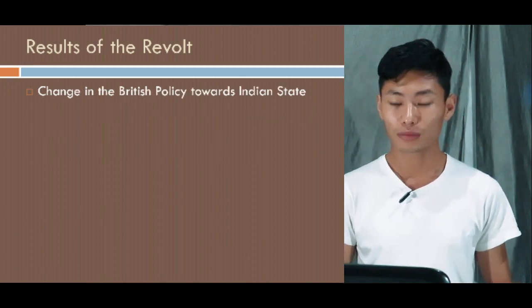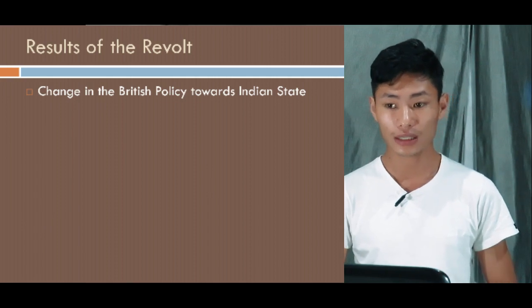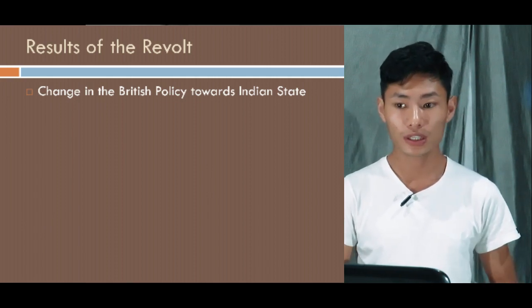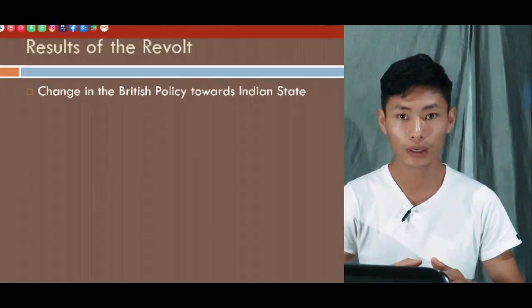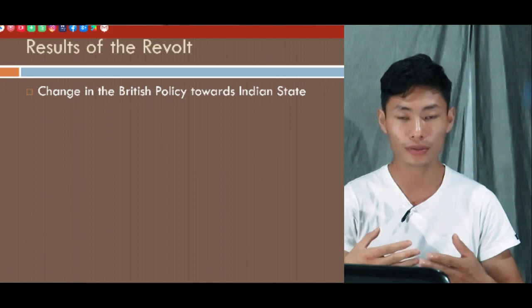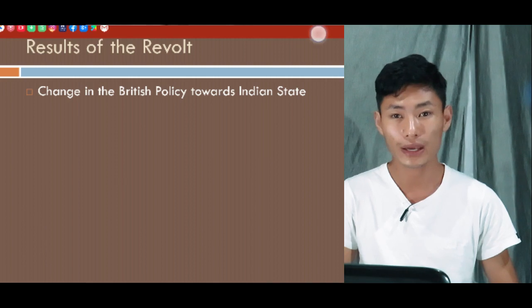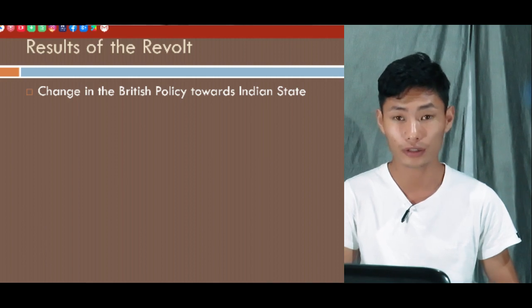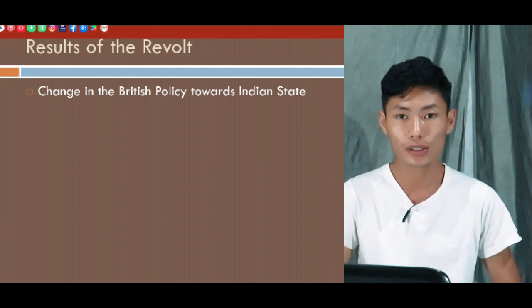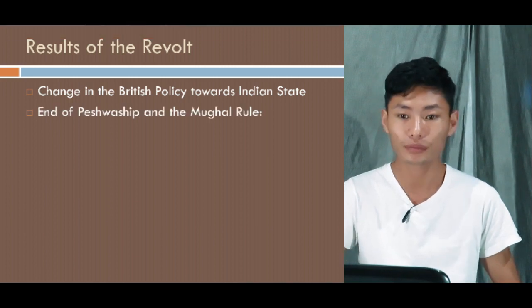And we have changes in the British policy towards Indian states, which means that the British assured to respect and honor the former treaties and agreements they had entered with the East India Company, and the doctrine of lapse introduced by Lord Dalhousie was also abolished, and the continued existence of native states was also guaranteed. So those were the policies towards Indian states after the revolt of 1857.